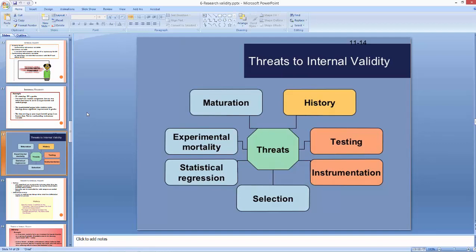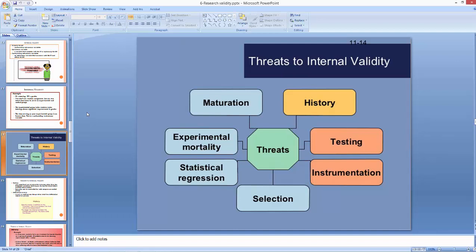Instrumentation. Again, that goes back to good measures. If they used good measures, instrumentation probably isn't a problem. If they created their own measure, instrumentation is a problem. Then they need to have qualified their own measure, usually through some sort of a pilot test. And even that, there's still a problem of instrumentation.